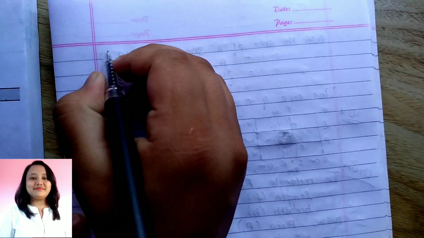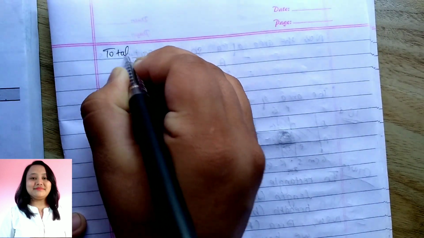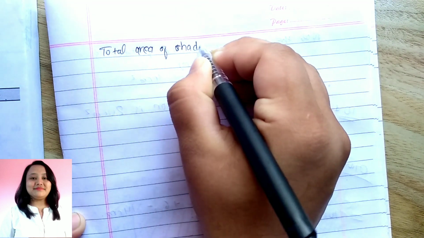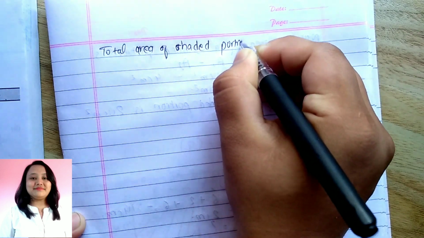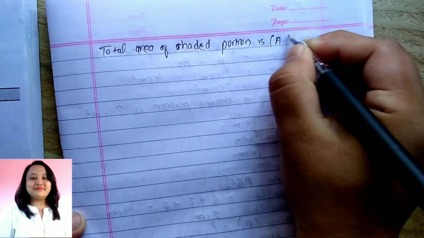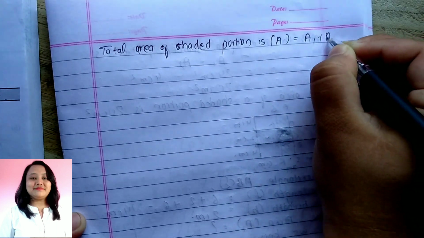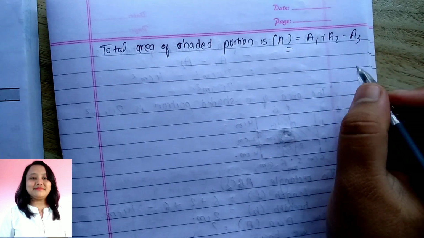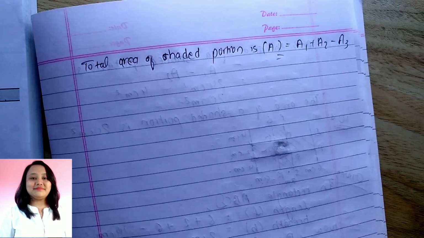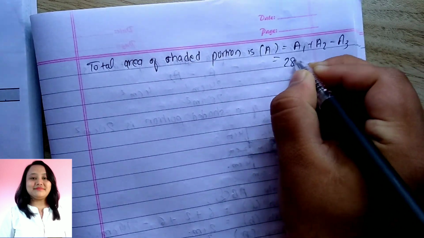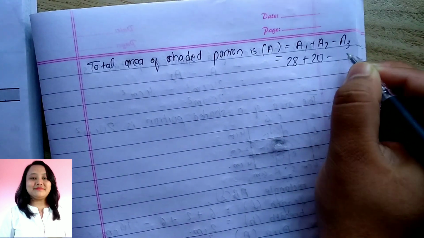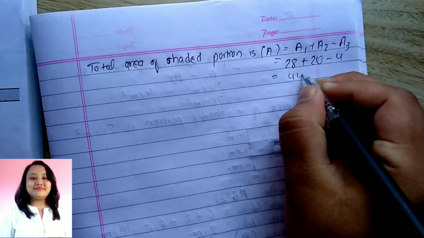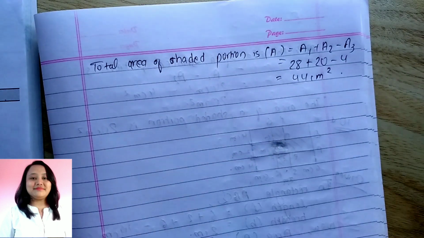And finally, the total area of shaded portion is A equals A1 plus A2 minus A3, because we have to do the minus of that small portion area. So 28 plus 20 minus 4. 28 plus 20 is 48, minus 4 equals 44 centimeter square, and the answer is 44 cm square.